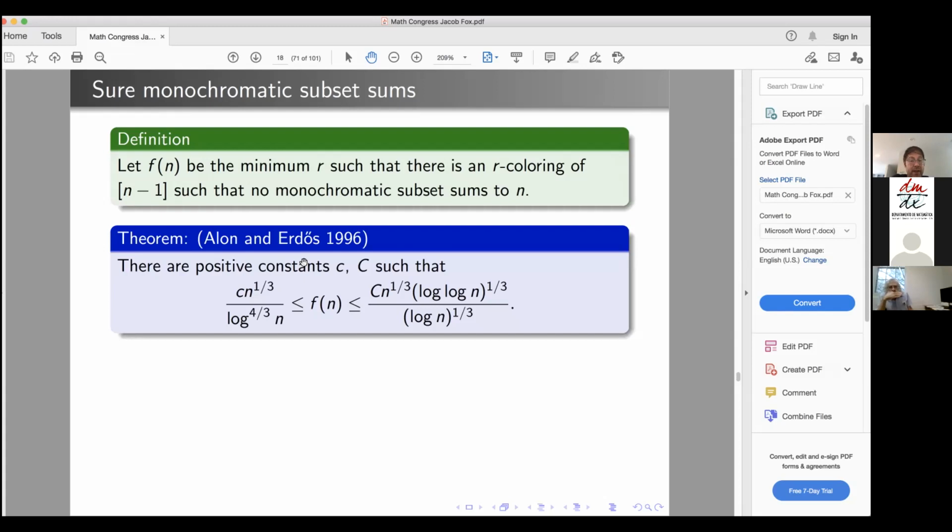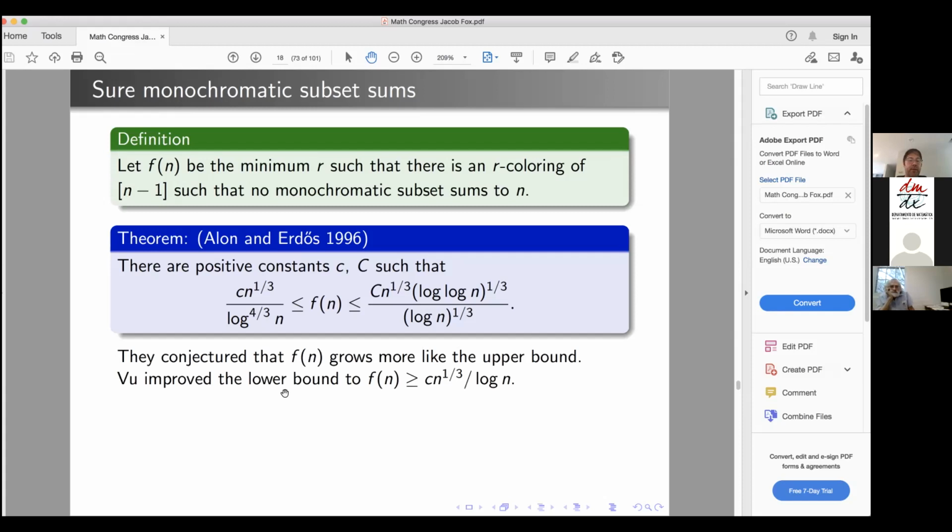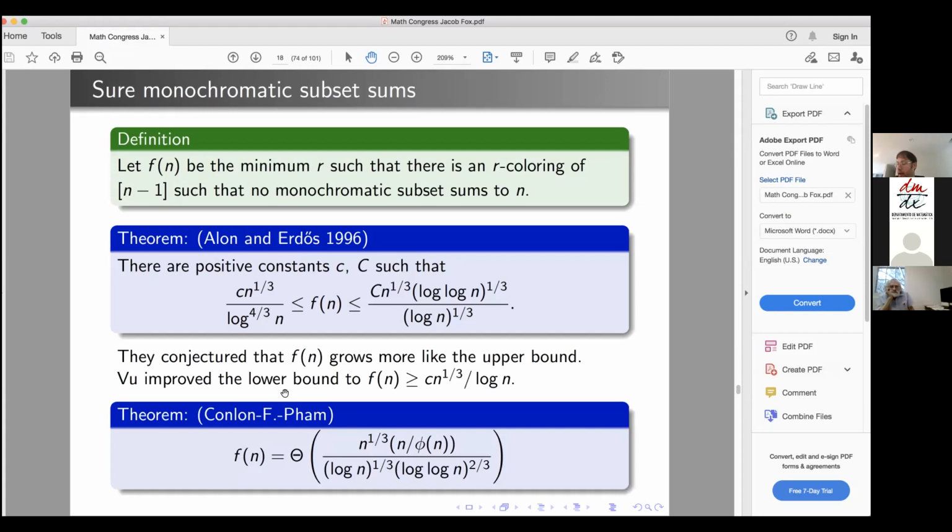You see the exponent of log n in the lower bound, in the denominator, is 4/3, and then in the upper bound it's only 1/3, and there's an extra log n factor. And so they're off by roughly a log n factor, and they asked to close the gap between the lower and upper bound. They even conjectured that the upper bound is closer to the truth. And Vu improved the lower bound, bringing the exponent from 4/3 to 1. And recently, using these techniques and some additional tools that we saw from the Ramsey completeness, we actually determined f of n up to an absolute constant factor.